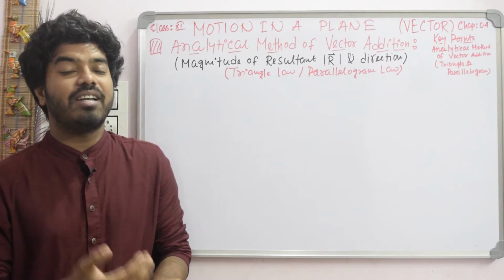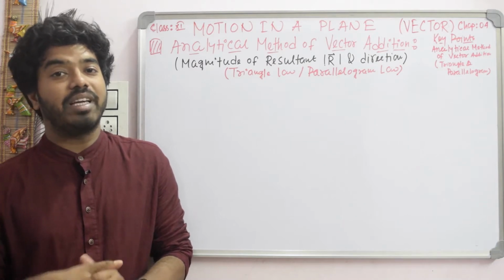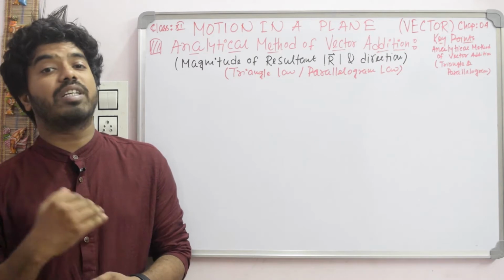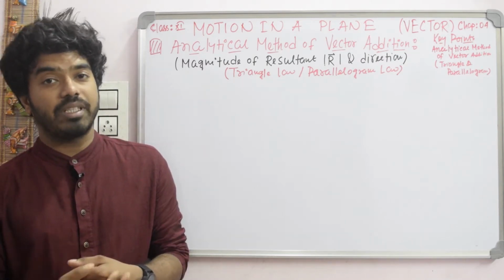So students, in the last lecture we explained the graphical method of vector addition. We explained the triangle law of vector addition, the parallelogram law of vector addition, and the polygon law of vector addition. And this is lecture number 3 for your 4th chapter, that is vectors.